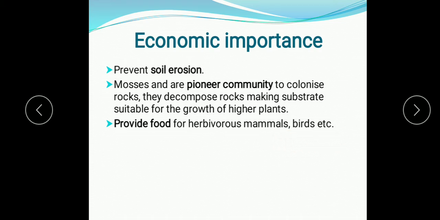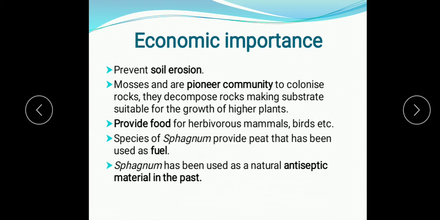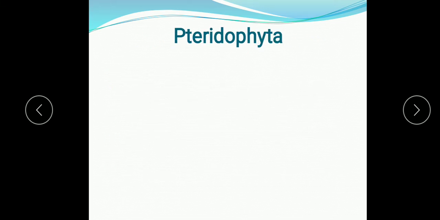And species of sphagnum provide peat that is used as fuel. And there are many more uses of peat. It is used as packing material during the transport of living material, because of its high capacity to absorb water. And sphagnum has been used as a natural antiseptic material in the past. So these are some important points. You can see some more in your book, and you can learn any 5-6 points of the economic importance.